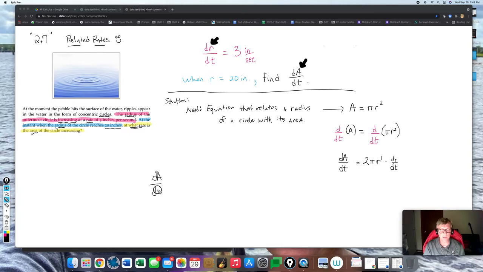I need to find this at the instant when the radius is 20 inches. So I'm going to do 2 pi times 20 inches to the 1 power. And then I have to do dr/dt, which was also given in the problem. That's 3 inches per second, right?